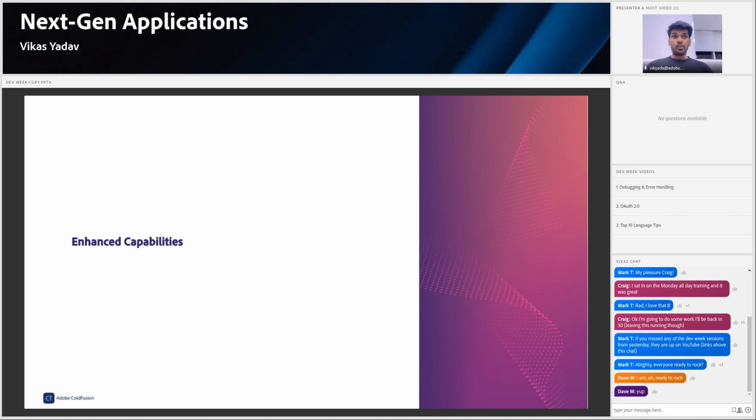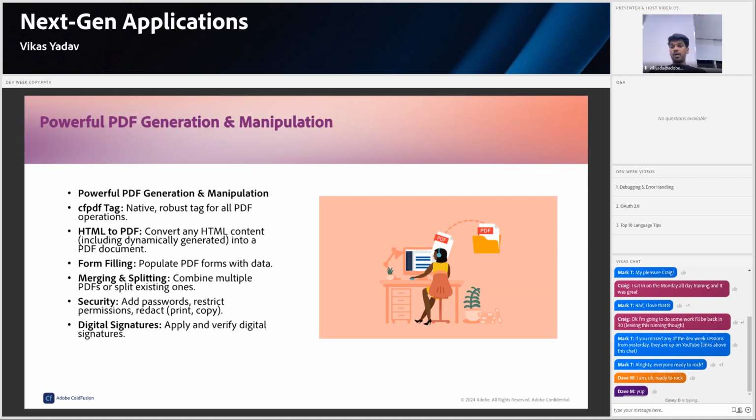Post this, we will also be talking about a few of the enhanced capabilities that ColdFusion has. Powerful PDF generation and manipulation. ColdFusion has powerful PDF generation and manipulation through its CFPDF tag and HTML to PDF tag. The CFPDF tag is very native to ColdFusion and supports a lot of manipulation that is available for PDF, like form filling. So we can populate PDF forms with data using these tags.